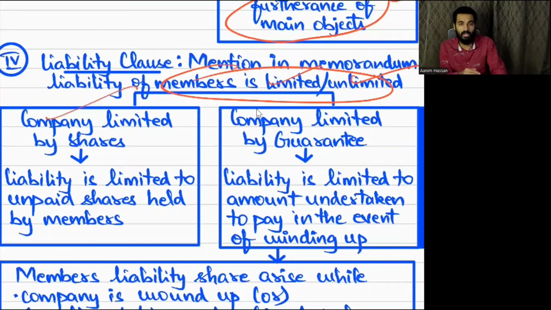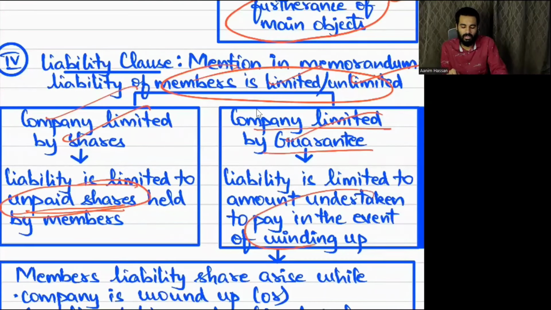But in case it is limited, it is either a company limited by shares or a company limited by guarantee. What is the liability in case of a company limited by shares? The member's liability is up to the amount of share money that is unpaid. In case of a company limited by guarantee, they would have mentioned how much amount they will contribute at the time of winding up. This amount they will mention at the time the company is incorporated.